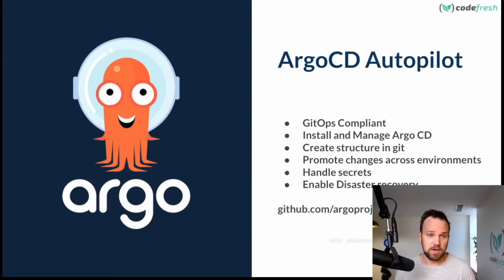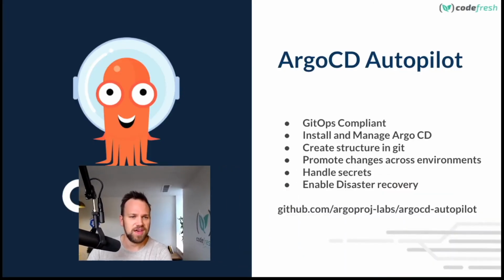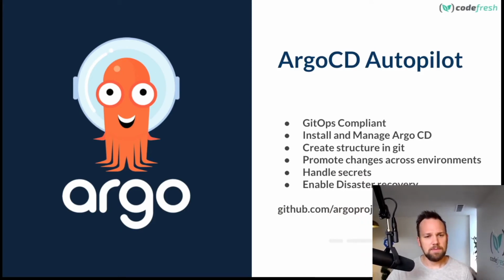This is something that the Codefresh team launched back in, I want to say March, April, let's say May 2021. It's an Argo Labs project, so argoproj-labs/argocd-autopilot. You can just Google Argo CD Autopilot. You'll find it right away. And basically, it's a GitOps compliant way to install and manage Argo CD, create your structure in Git, promote changes across environments, handle secrets, and also enable disaster recovery.